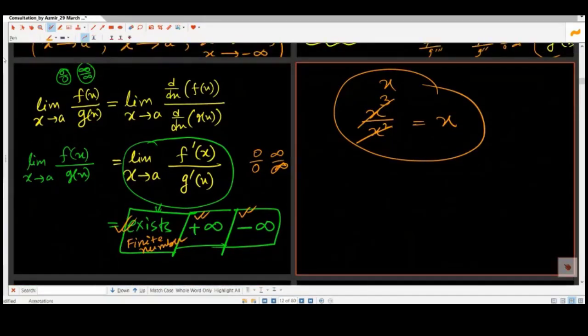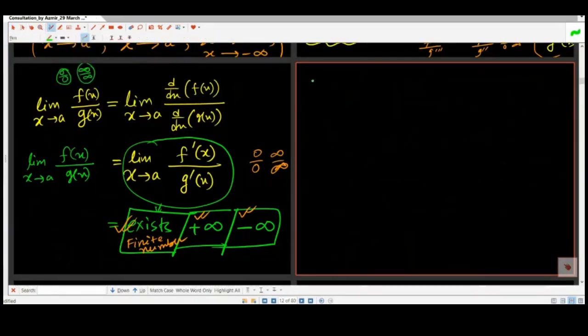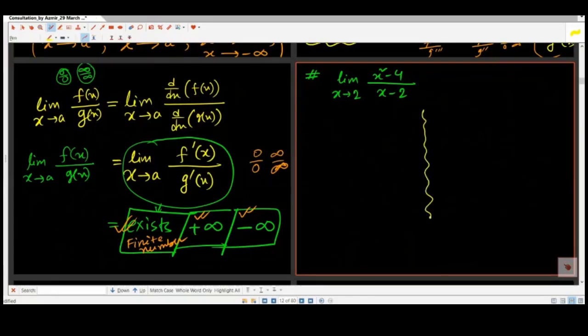Let's have a look at one example. Then we will understand how L'Hopital's rule can be applied in evaluating limits. Let's say we are going to evaluate the limit of x squared minus 4 over x minus 2 as x approaches 2. We can solve this problem by using algebraic manipulation. First, have a look at how I am solving this one.